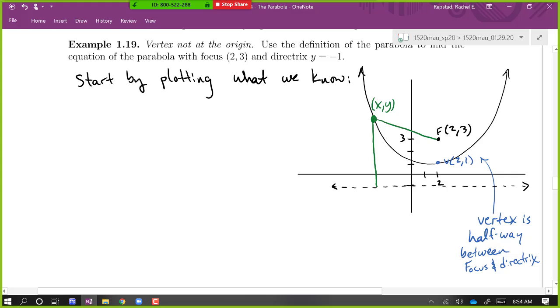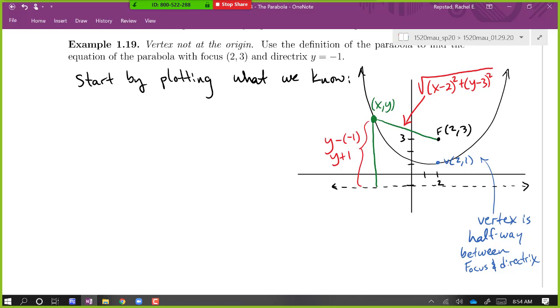One of these distances is pretty simple to get. This here is a vertical distance, and I always get a vertical distance by subtracting the top y minus bottom y. So that distance will be y minus -1, or y plus 1. For this distance, we can use the distance formula. So that's the square root of (x minus 2) squared plus (y minus 3) squared. And if (x, y) is a point on the parabola, then these two distances have to be equal. That's going to get us an equation.